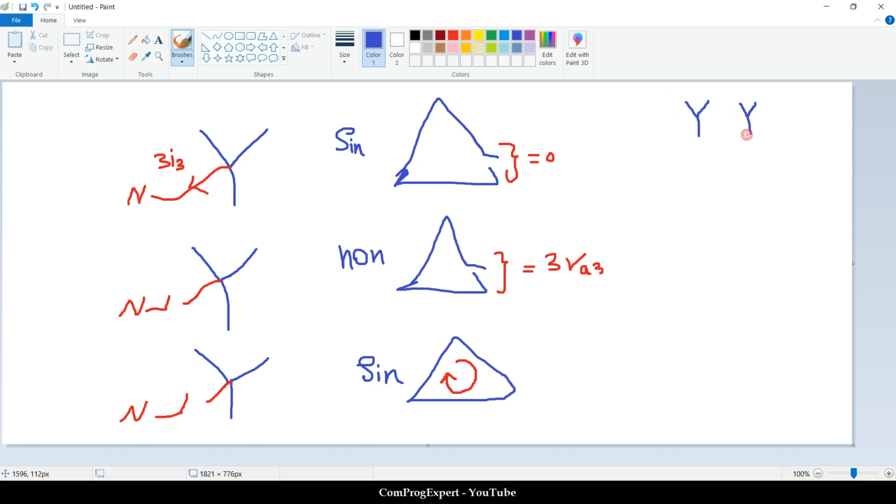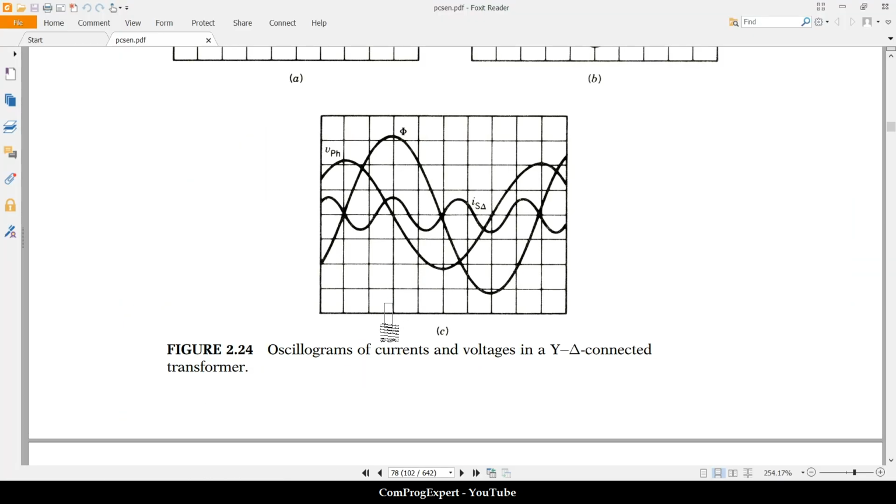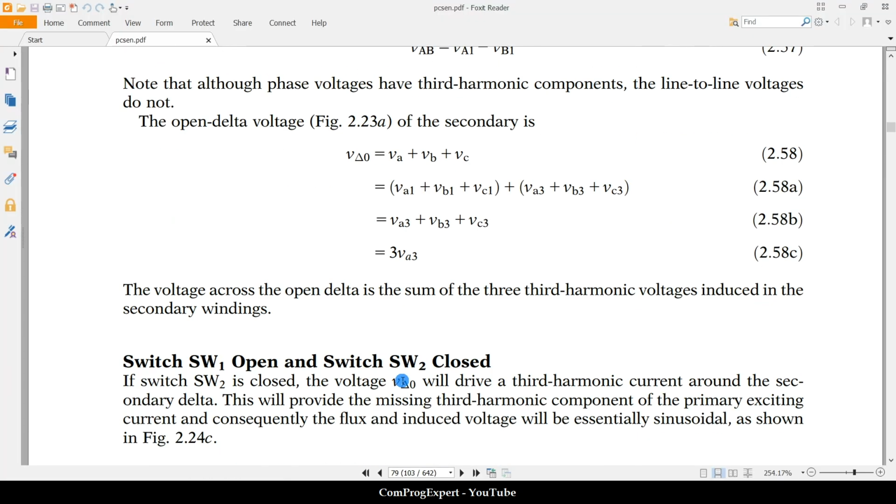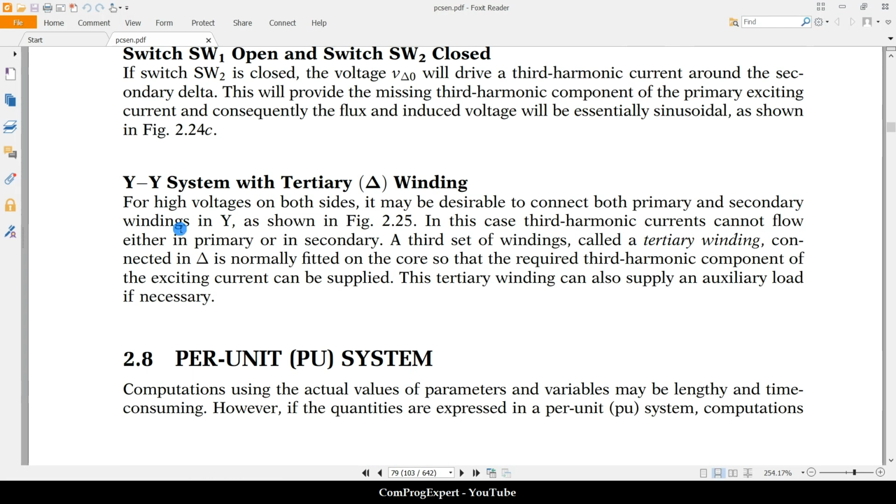So this is the case that we have a Y delta connection, but what if we have a Y-Y connection? In this case, we don't have this path for the third harmonic of the current. In this case, we can use this option.